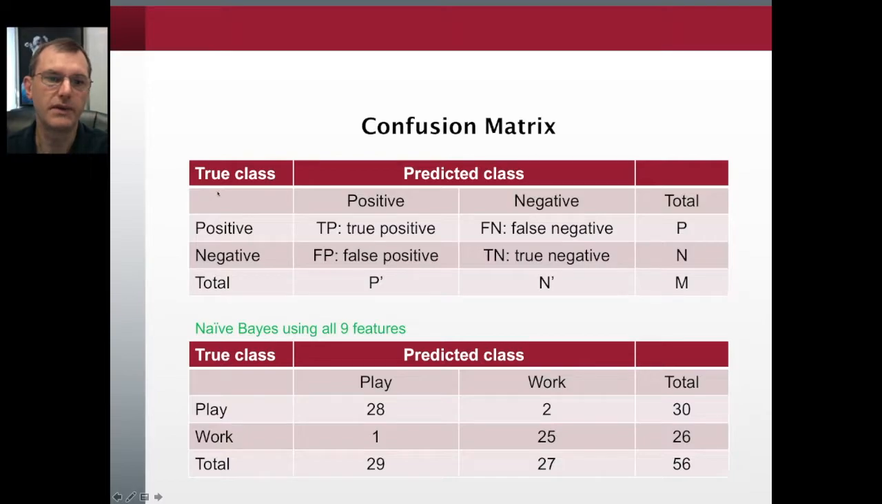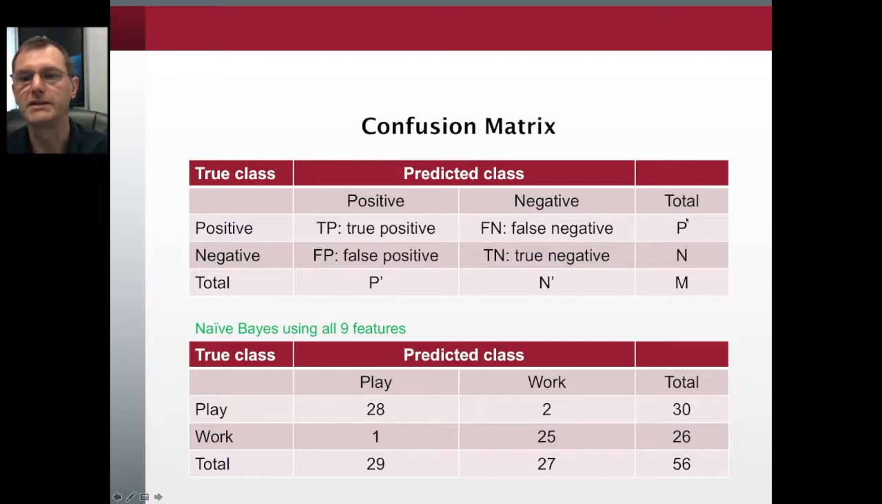And so if a particular example's true class is positive, and we actually predict it as positive, then we call that a true positive. If its true class is positive, but we incorrectly predict it as negative, then that's a false negative. Likewise, if the true class of an example is negative, but we classify it as positive, then that's a false positive. And if we do correctly classify it or predict it as negative, then that is a true negative.